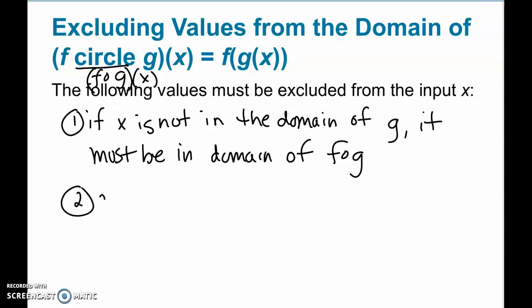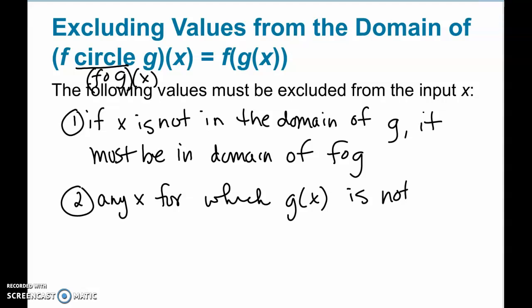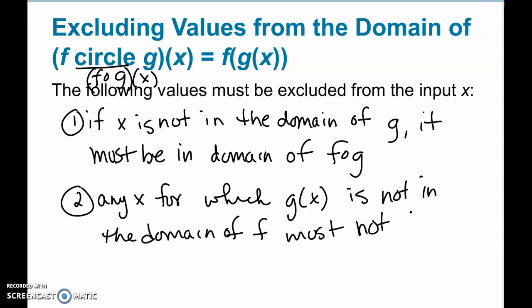And then second, any x for which g of x is not in the domain of f must not be in the domain of f composite g.